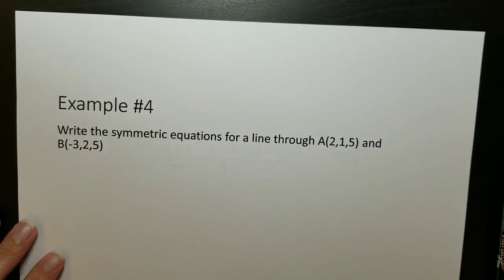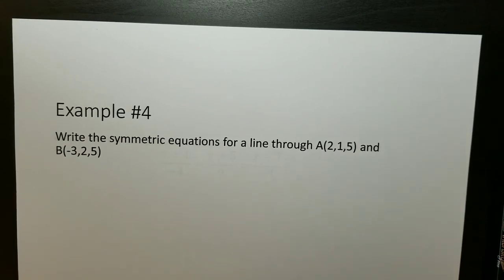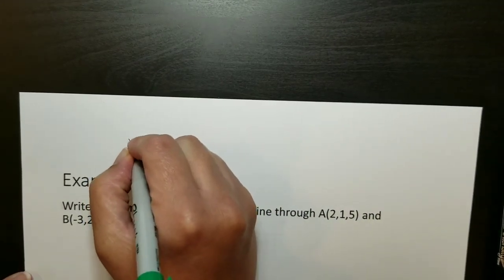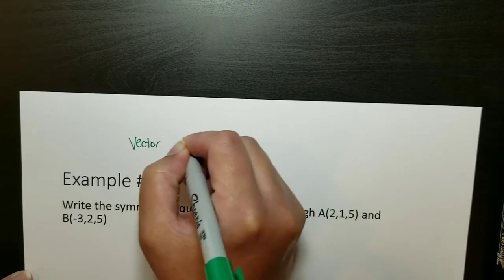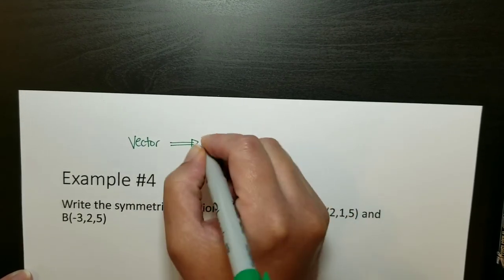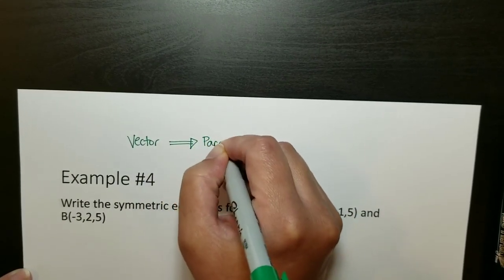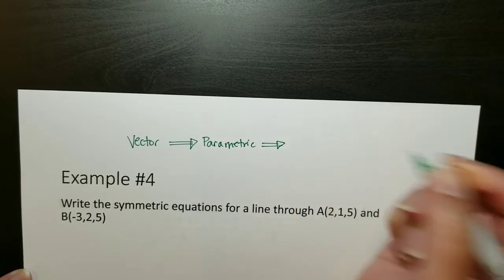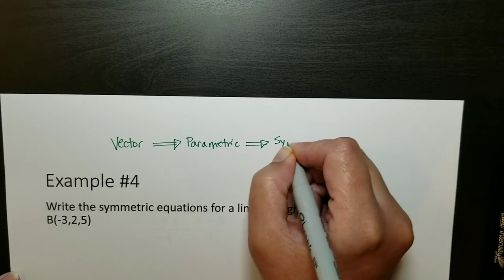So this one, we're asked to write symmetric equations for a line through these 2 points. So whenever I have points given or information given, I always go in this order. I would find the vector, then I would find the parametric, and then I would find the symmetric.